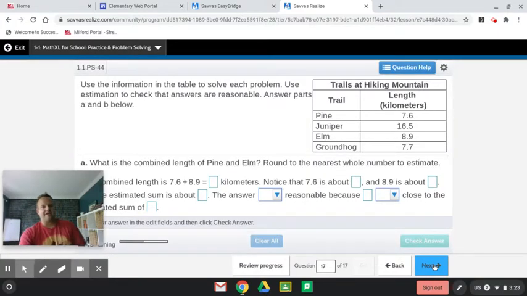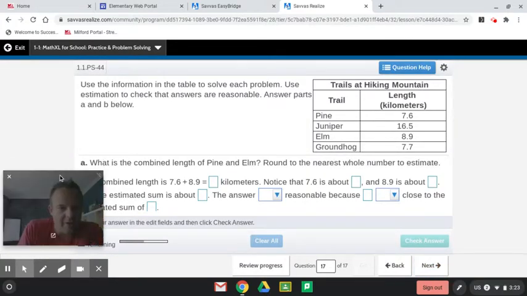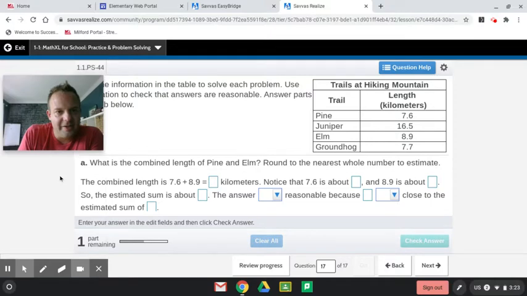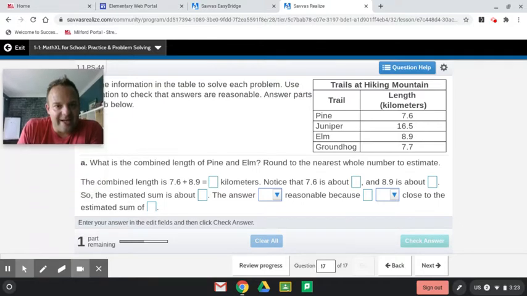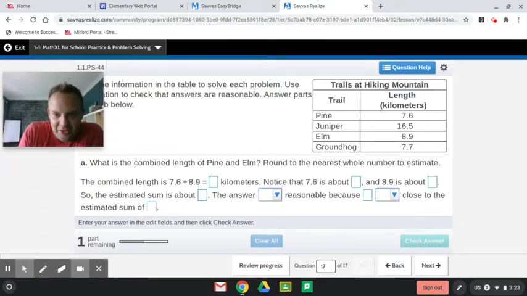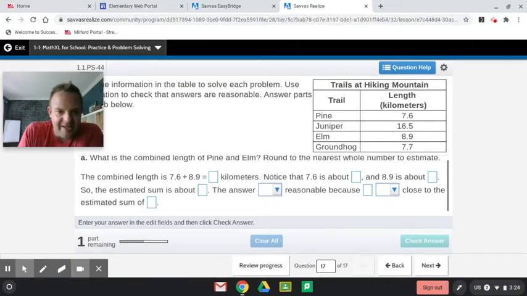And our last one. Oh boy, I bet you came just to see this one. Use the information in the table to solve each problem. Use estimation to check answer parts A and B. What is the combined length of pine and elm? Round to the nearest whole number to estimate. So the combined length of 7.6 and 8.9. Let's do that now.